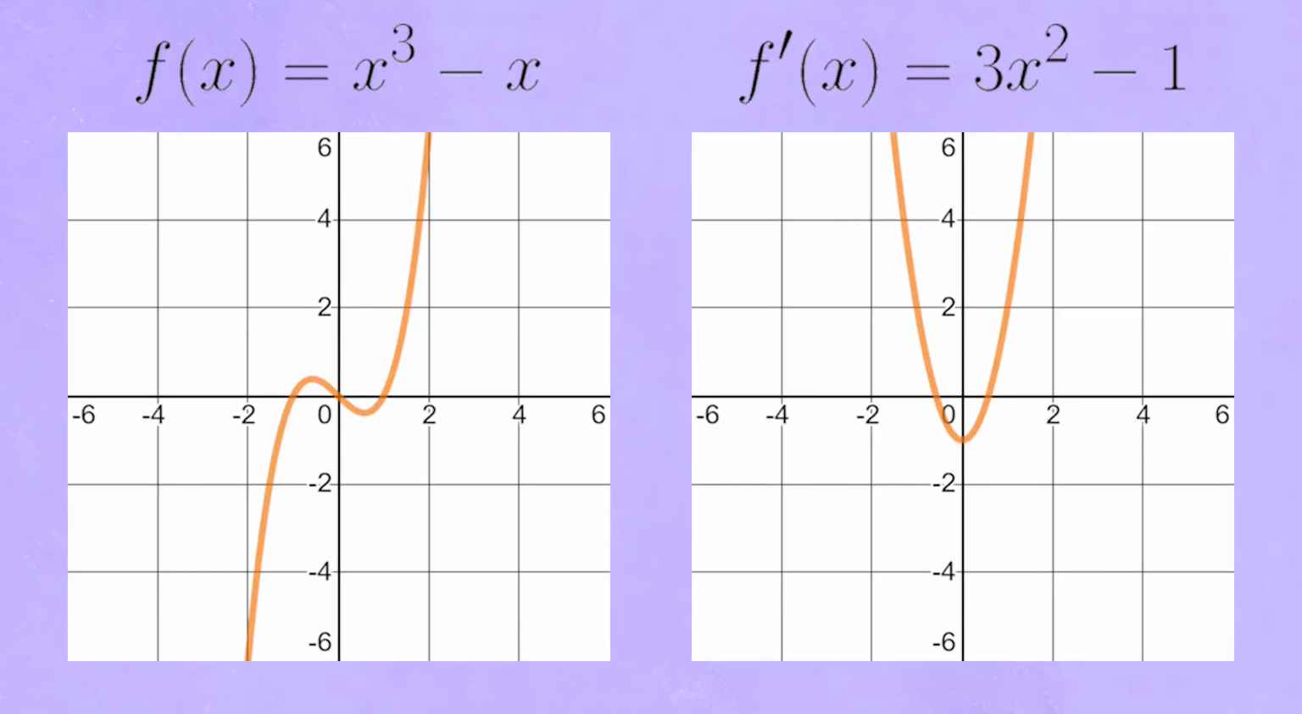Let's take a look at the graphs of f of x and f prime of x side by side. As we see, where the tangent line to f of x is horizontal, f prime of x is 0. Where f of x is increasing, f prime of x is positive, and where f of x is decreasing, f prime of x is negative.